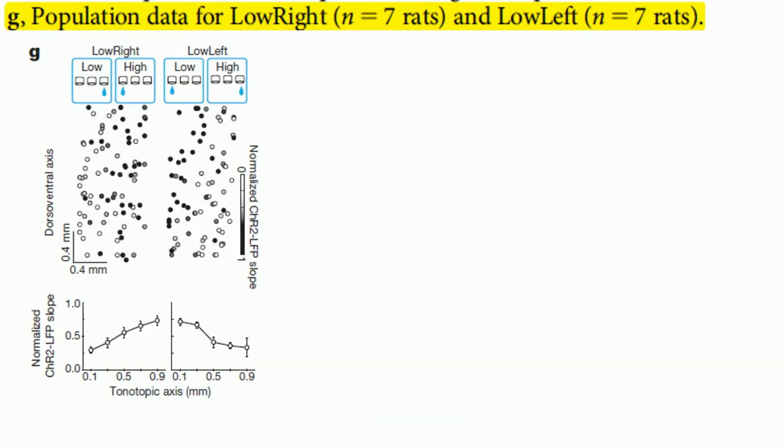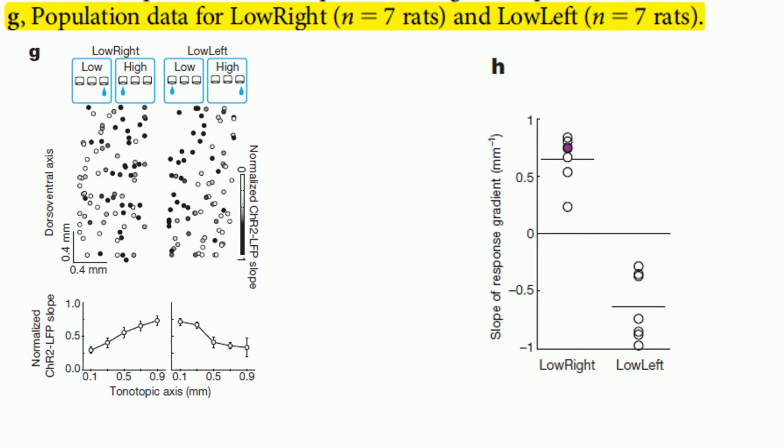The authors did this experiment for 7 rats trained in the low right task and another 7 rats trained in the low left task. Data for all 14 rats is shown in this one plot. You can see that the black dots are mainly on one side of the striatal tonotopic axis for the low right rats and on the other side for the low left rats.